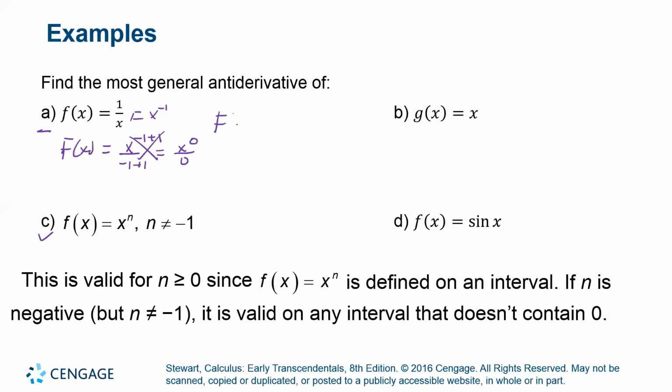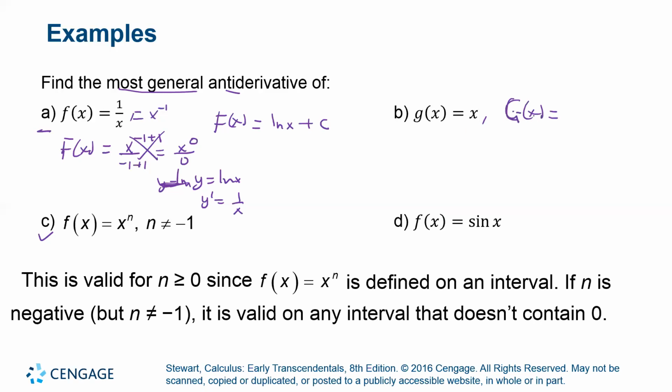Therefore, what is the capital F of x, the antiderivative of 1 over x? Well, if you remember, if y is equal to natural log of x, then what is the derivative? It is 1 over x. So it means that the antiderivative of 1 over x will be natural log of x plus c. And that's what we call the general antiderivative.